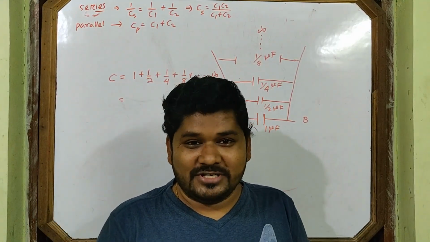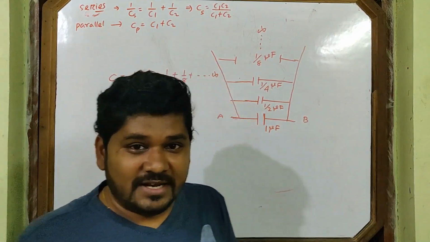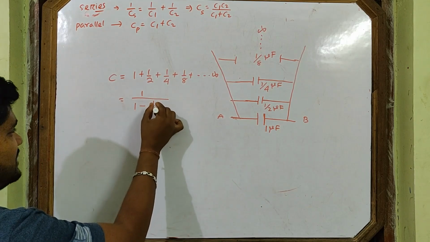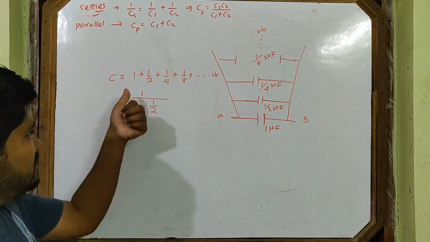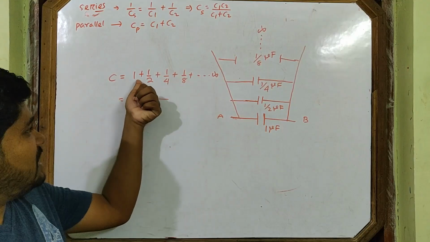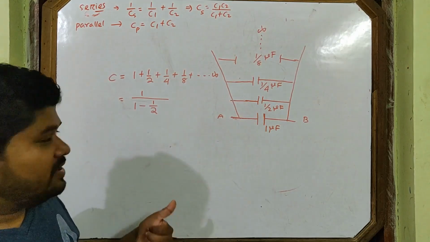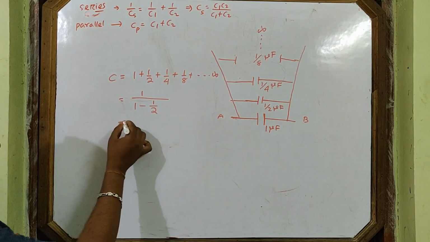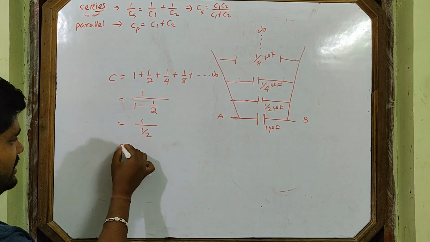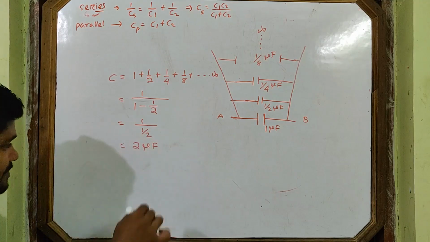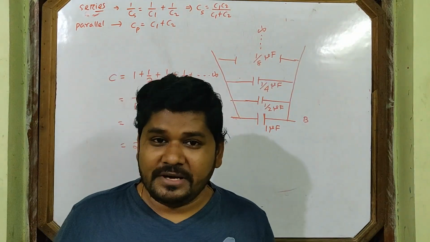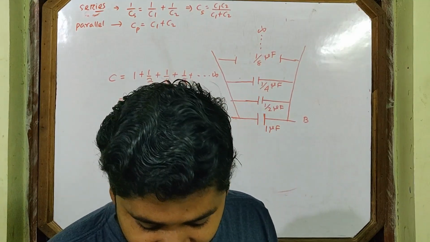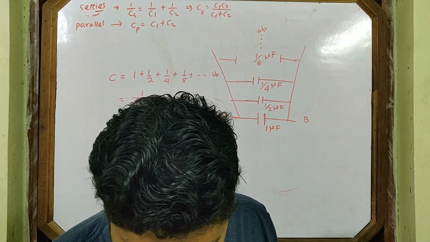We have done many questions like this. It's nothing but a GP, geometric progression. So the sum is A by 1 minus R, where R is the common ratio. You see, the common ratio is half. So the first term divided by 1 minus the common ratio. The answer is very simple. It comes to 2 microfarad. A very easy answer for a very complicated circuit. You can solve it even for infinite capacitors. Then we'll come to the next question.